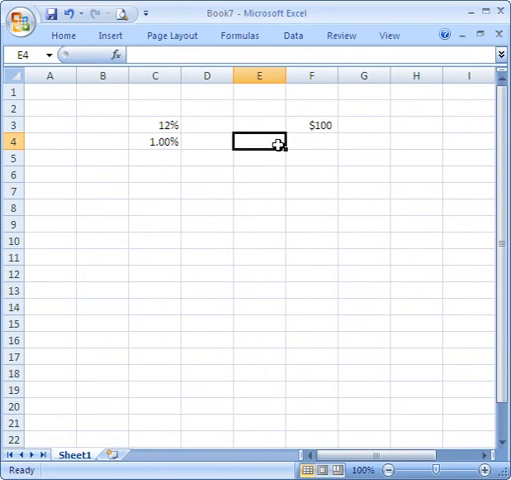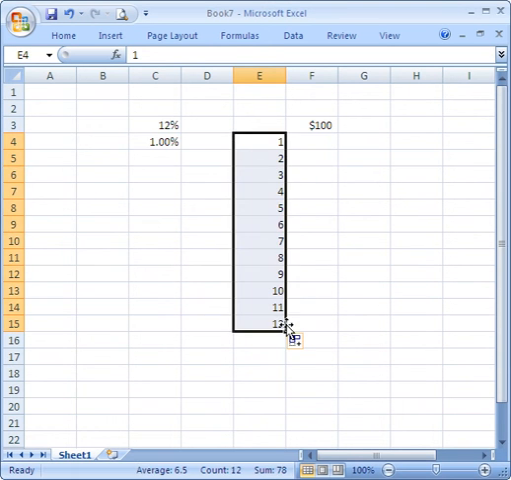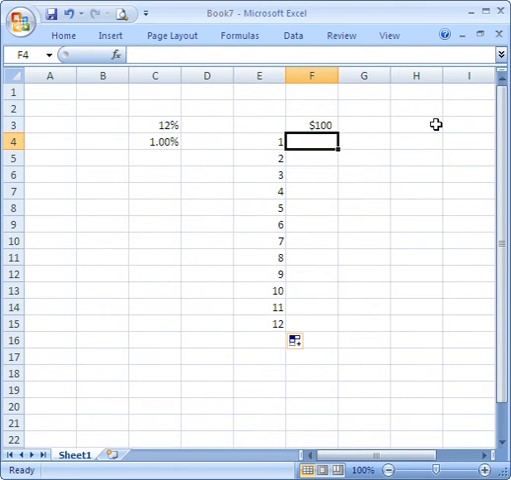Let's watch this $100 over 12 months, 1 full year. Here's a column of numbers keeping track of the months for us. And here's how much we owe if the amount that we owe increases at 1% per month. After 1 month, we owe $100 plus an additional 1%. The 1% is the correct amount to use because it's a monthly rate. We're looking at a period of 1 month. And because we intend to drag, we'll use absolute addressing.